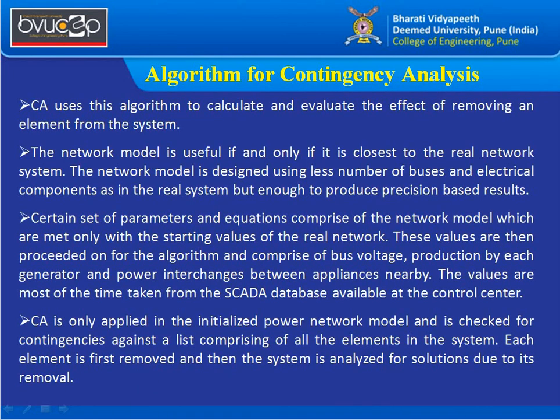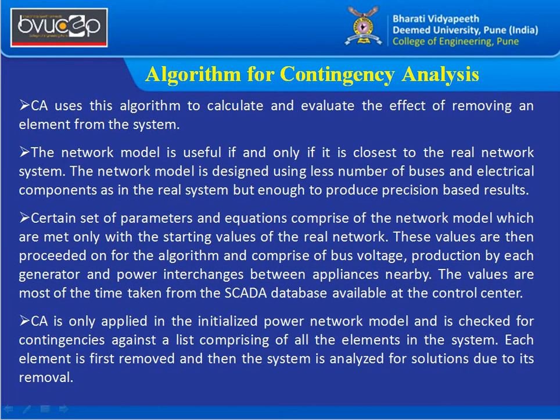So this algorithm is easy to calculate and evaluate the effect of removing an element from the system. If, due to certain problems, the element is removed, then we can see how the impact is created in the system. Then the network model is useful. This model is useful if and only if it is closest to the real network system. If we are doing it just from the analysis point of view, this won't help. So this is going to be beneficial from the planning point of view.